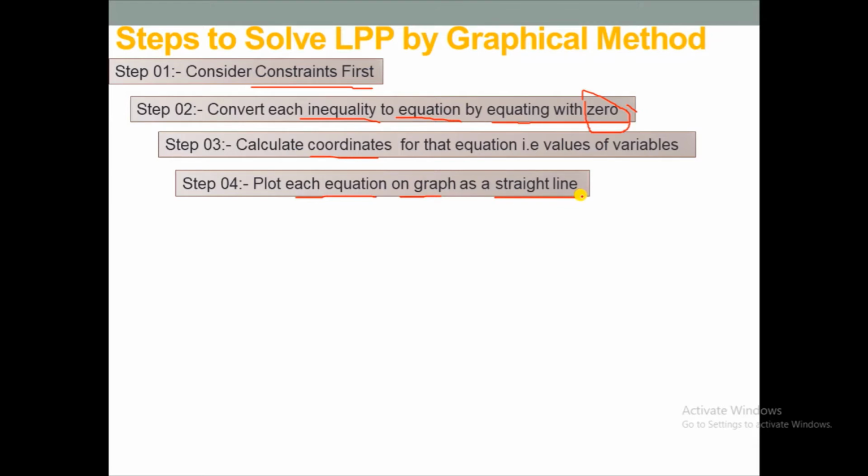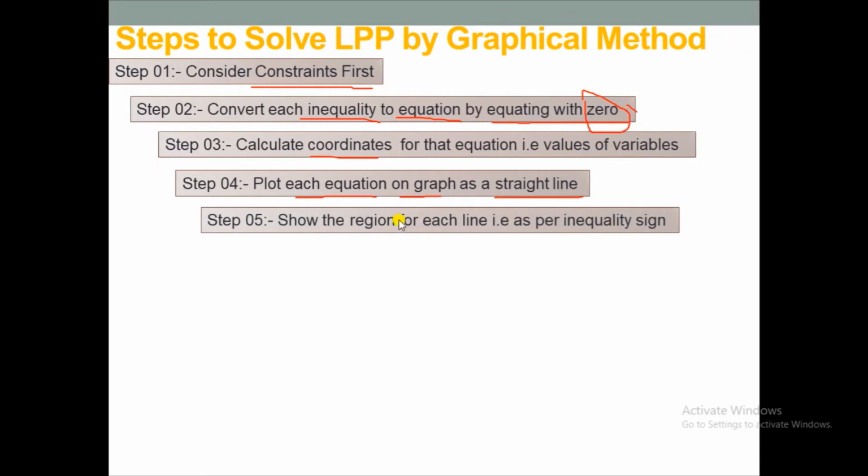So for each equation we are going to have coordinates. If there are going to be two coordinates for that particular equation, we just have to plot those two coordinates, for example the coordinate of x and the coordinate of y, and then connect those points and we will get a straight line. So for each equation we are going to get one straight line.